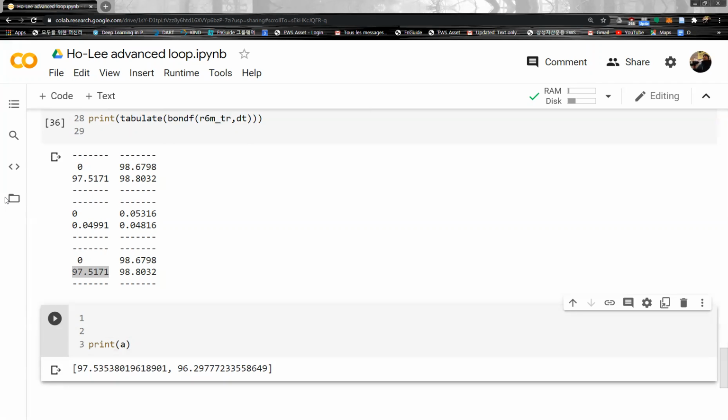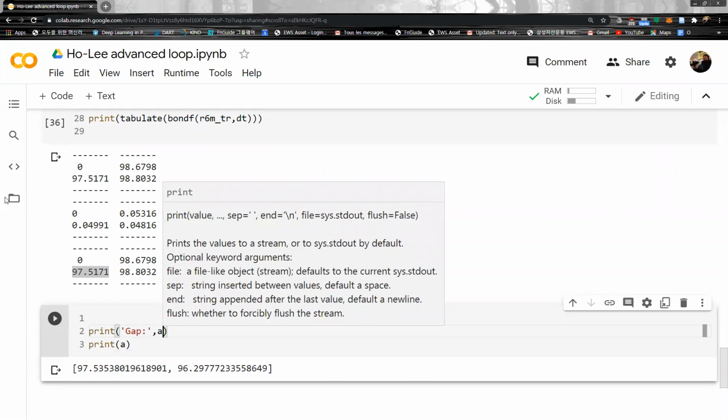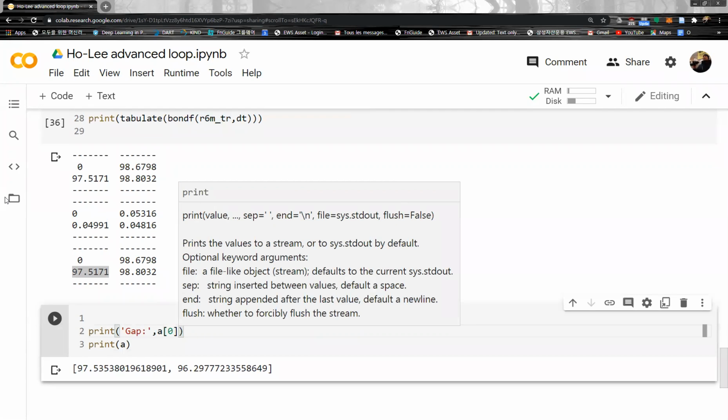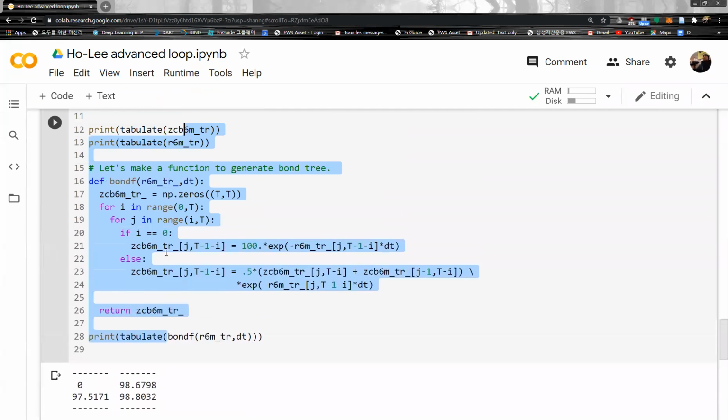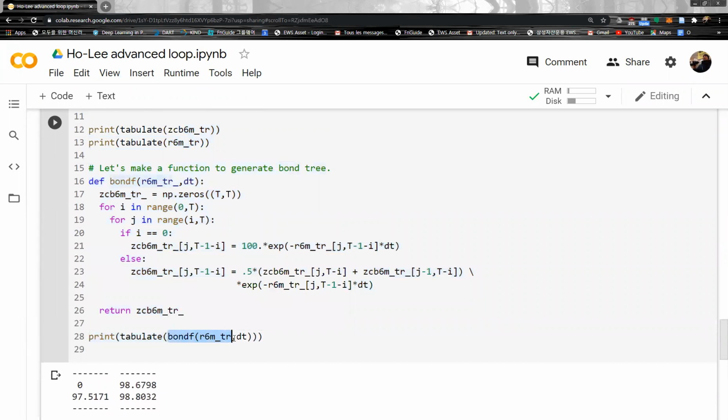So here, the difference is basically A0, the first element, minus, oops, sorry, this one.